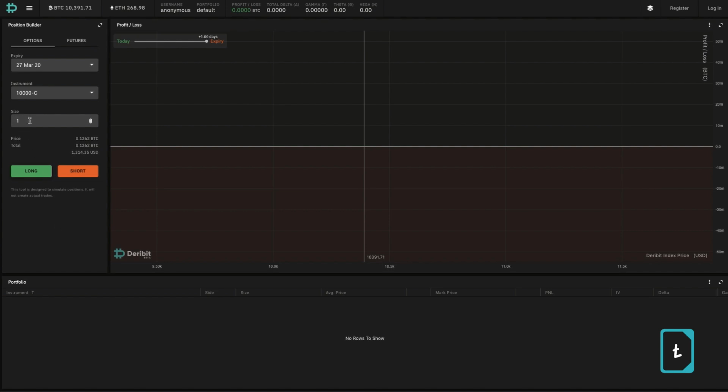So if we put in one contract, that's going to be one Bitcoin worth of exposure of this instrument. In stock options, one contract is representative of 100 shares of the stock, so keep that in mind. Depending on what asset you're trading and where, that can change a bit. But in the case of Bitcoin on Deribit, it's one contract per Bitcoin. The price of this is 0.1262 BTC, or $1,300. So you're paying $1,300 for the option to buy Bitcoin on March 27th for $10,000.